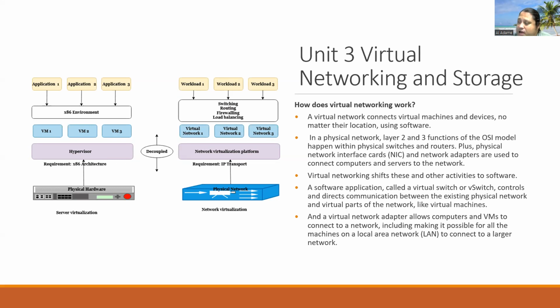Anyways, a software application called the virtual switch or vSwitch controls and directs communications between the existing physical network and virtual parts of the network, like virtual machines, virtualizing your switches. Pretty straightforward. And a virtual network adapter allows computers and VMs to connect to a network, including making it possible for all the machines on a local area network to connect to a larger network. Straightforward. That's essentially what it does. So moving on.